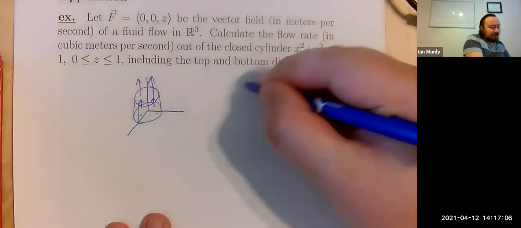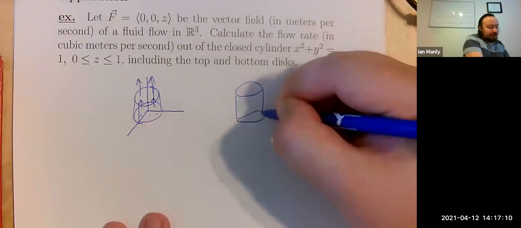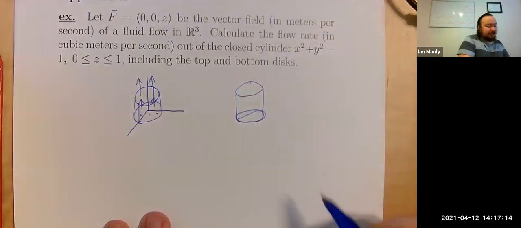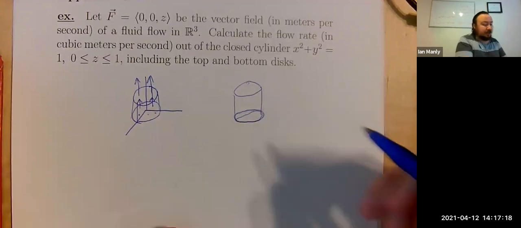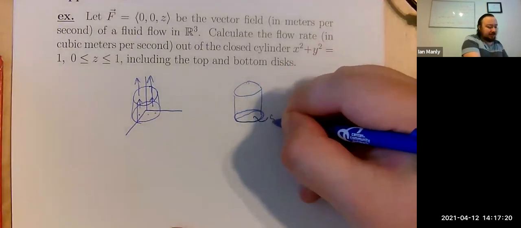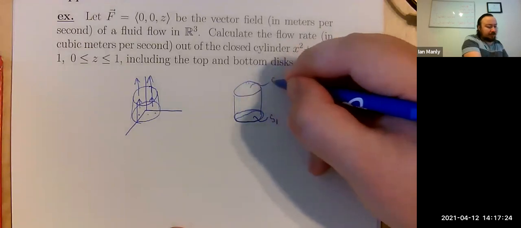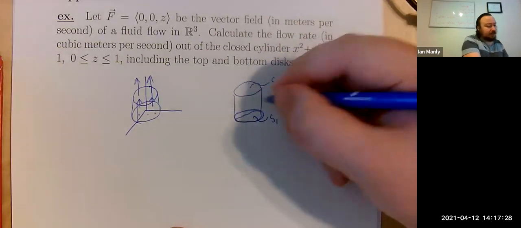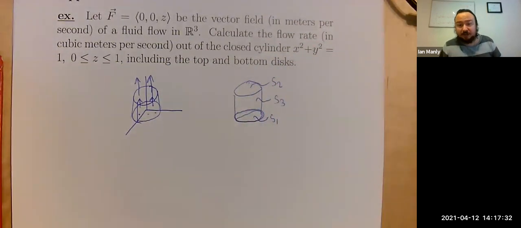All right, so I'm going to draw this again. If it's a surface integral, we've got to be familiar with all of the different surfaces here. So we can divide a cylinder into 3 parts. We have the bottom of the cylinder, the base, which I'm going to call S1. We have the top of the cylinder, which I'm going to call S2, and it's said to include the top and bottom here. And then the side will be S3.